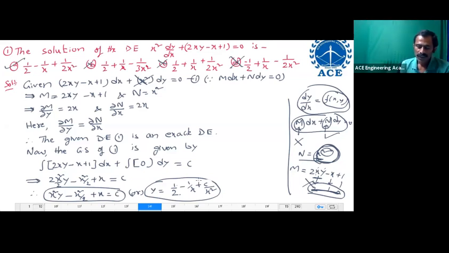If it is not possible to solve the problem by the first two methods, then we check the exactness condition for the differential equation. If this exactness condition is satisfied, then we do the problem by the exact method. This is about the exact method. Suppose dou M by dou y is not equal to dou N by dou x, then that is not exact. Not exact means non-exact. Then we are going to the next page.